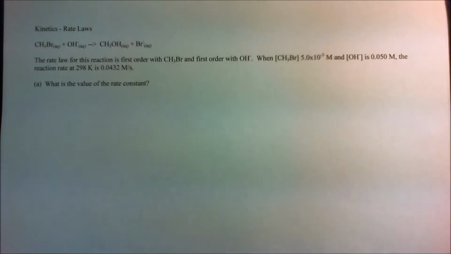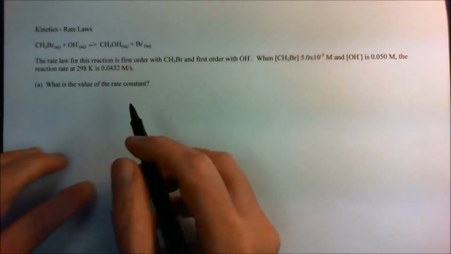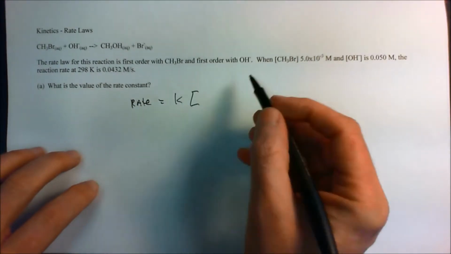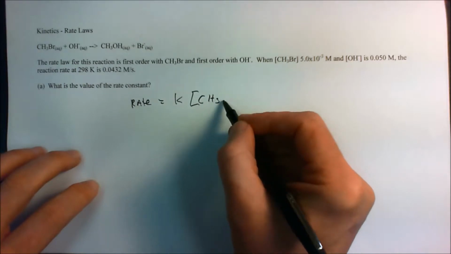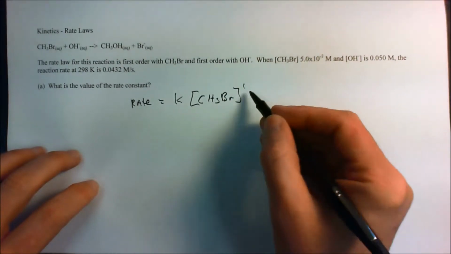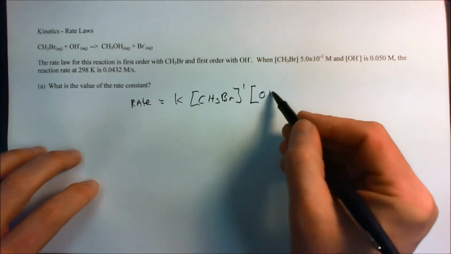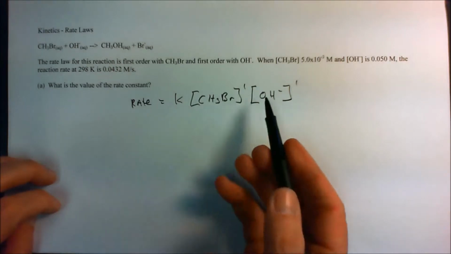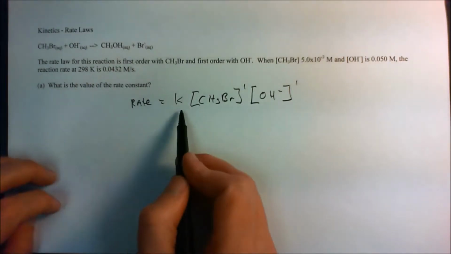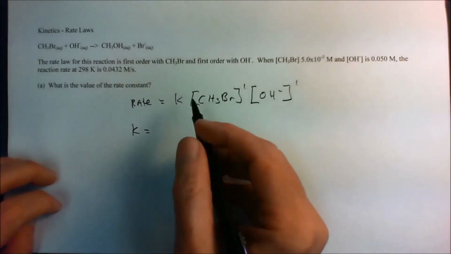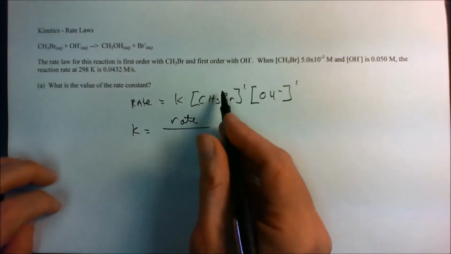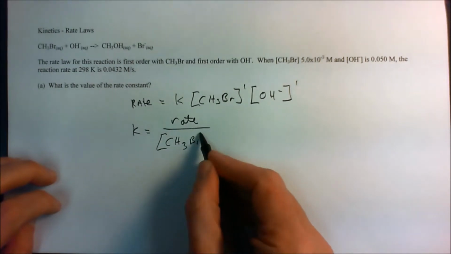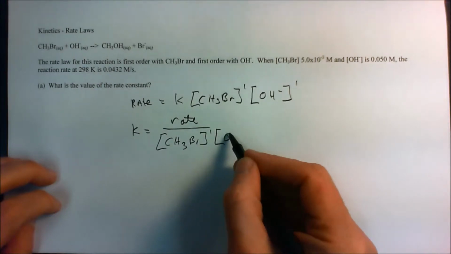So to get the value of the rate constant, we have to remember what the rate law looks like. The rate law is the rate equals the rate constant times the concentrations raised to whatever order they are, and they're both first order, so that's to the first power. All we have to do at this point is rearrange our equation and solve for the rate constant. This is what we're looking for. So the rate constant is equal to the rate at that particular concentration divided by the concentrations raised to their appropriate powers.